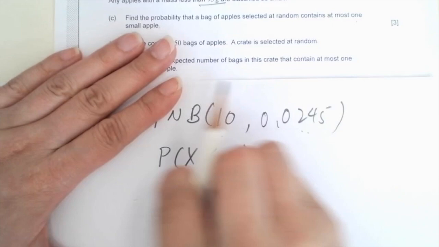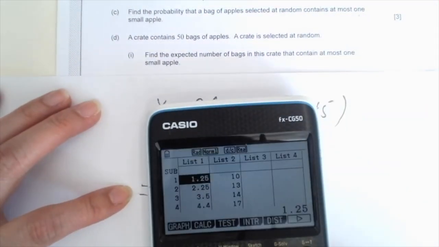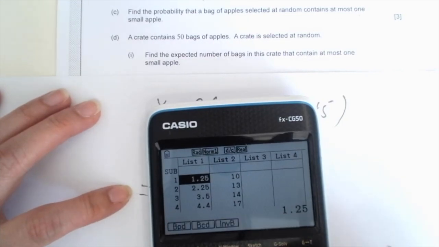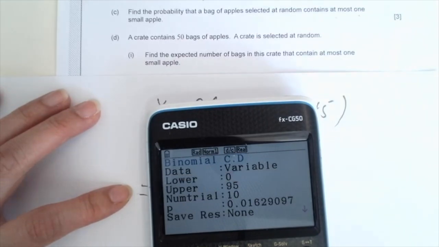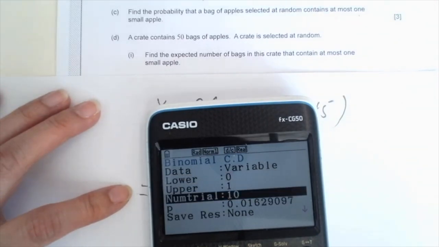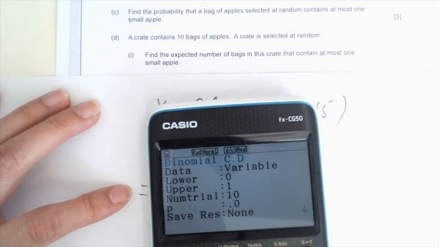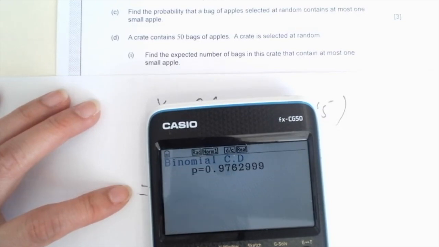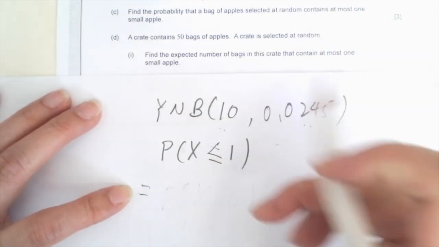So we're going to use our GDC with it because they are so powerful. So this time we go back to distribution, binomial, and inclusive at most 1. So from 0 to 1 at 10 trials, and then the probability is 0.0245. And then our probability is 0.976, pretty high.